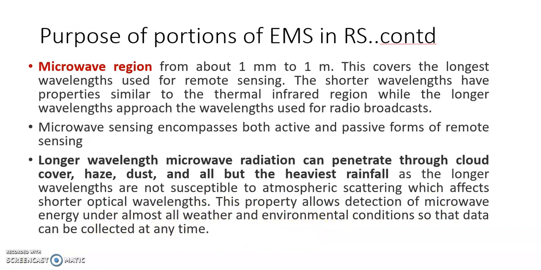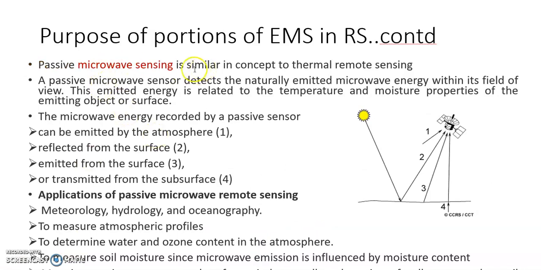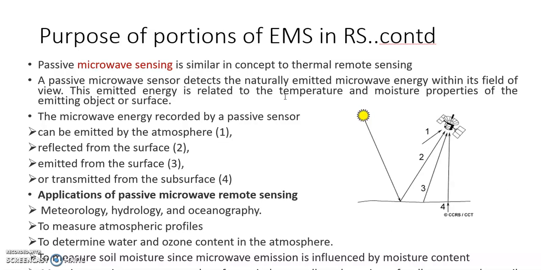Going ahead, passive microwave sensing is similar in concept to thermal remote sensing. Passive microwave sensors detect naturally emitted microwave energy, exactly opposite to active. Active will require you to send some radiation. Passive will actually detect the naturally emitted microwaves. So if, suppose, you are taking images of a volcano, it will detect the heat which is sent from the earth's surface and capture the images.